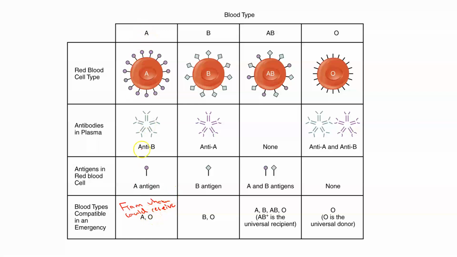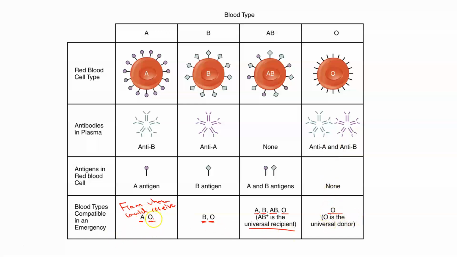So if somebody had A blood, they could receive blood from A folks or people with O blood. If somebody had type B blood, they could receive blood from people with B blood or from O blood. If somebody had AB blood, they could receive from A's, B's, AB's, and O's. They're the universal recipient. And if somebody had O blood, they can really only receive it from O.